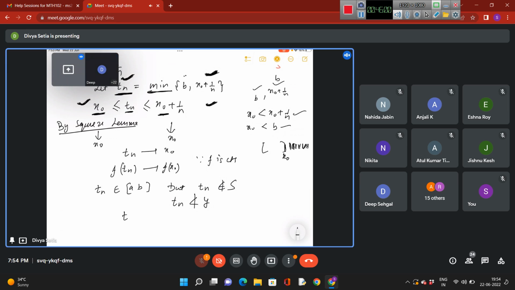Okay, so Tn belongs to AB, but Tn does not belong to S. Why does Tn not belong to S? Because this is your set X, this is your set S, and X0 is a supremum, and all the Tn's are bigger than X0. That means all of them are upper bounds of the set, so they cannot be in the set, right? So Tn's do not belong to S. Is it clear?